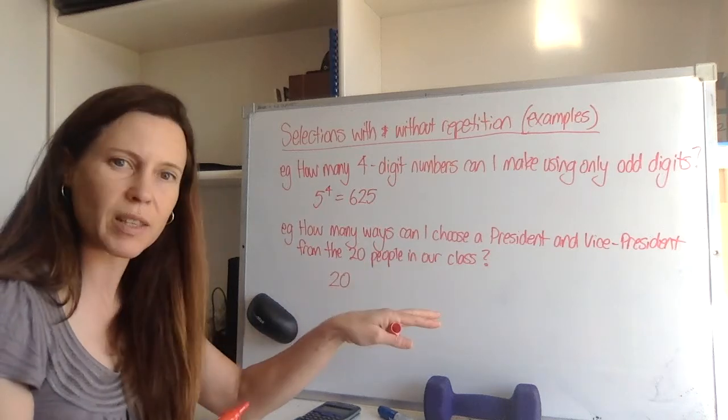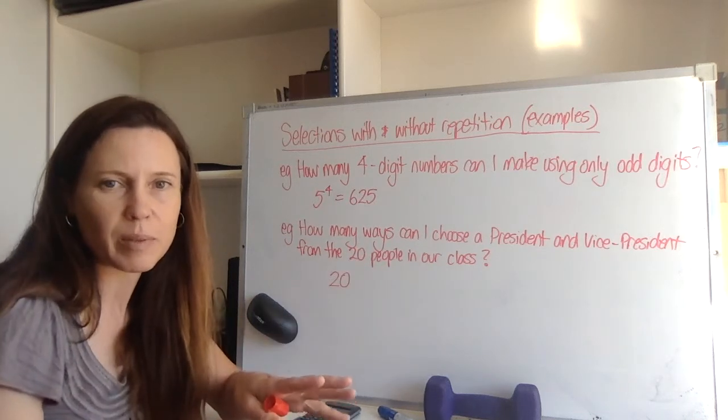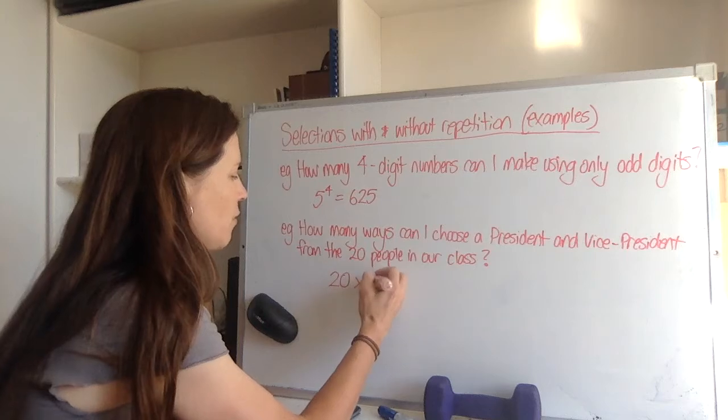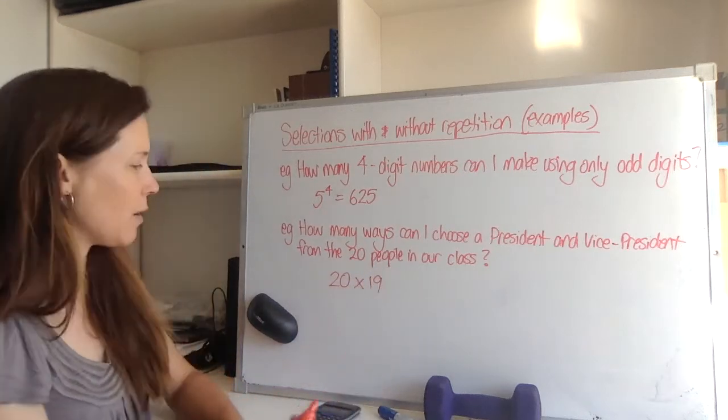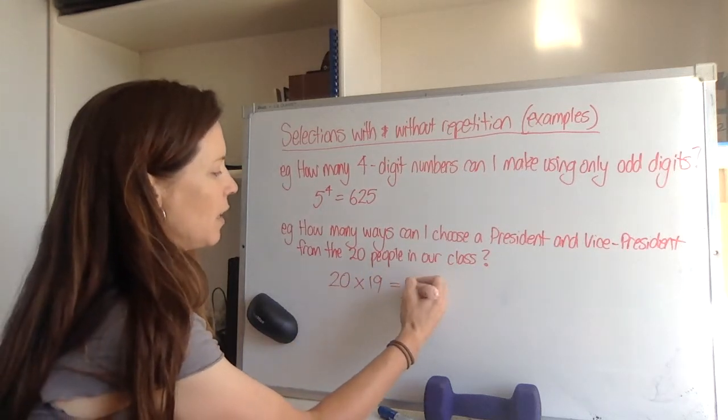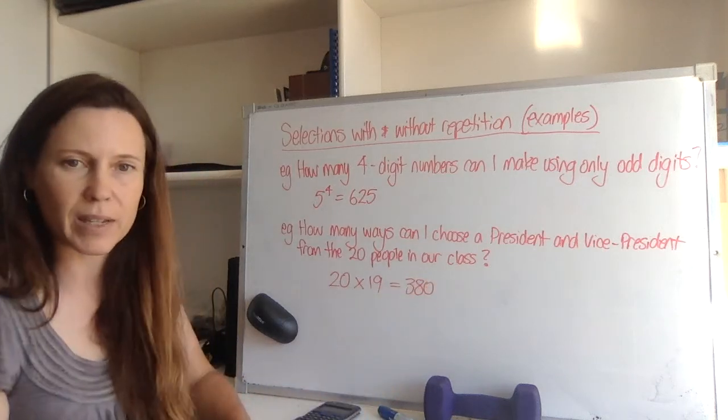But once I've chosen that president, there's only 19 people left, aren't there? And all of those have a chance to be the vice president. So now I need to multiply these numbers together and I'll get 380 different ways that I could make that choice.